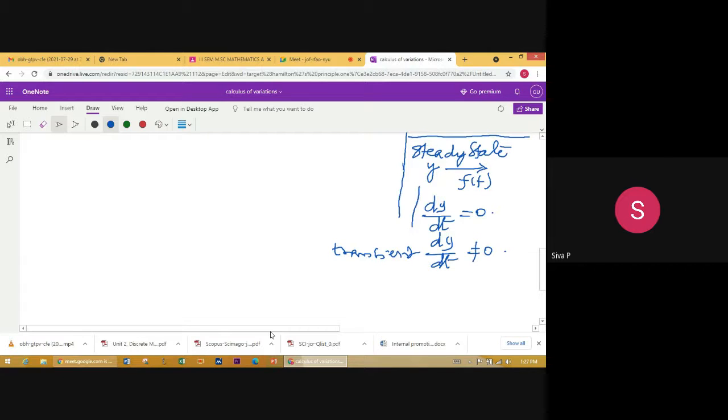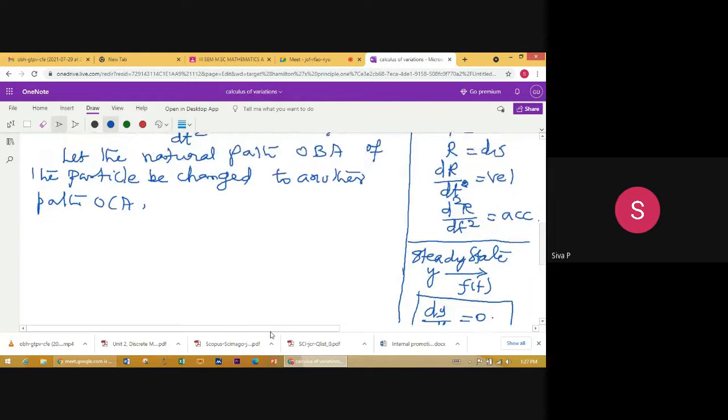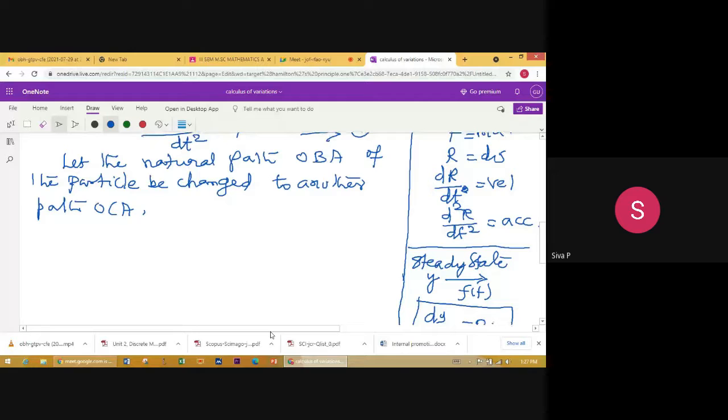Transient states. Those who are doing a PhD or project work in PDE, ODE or fluid dynamics, this is a very important point: what is called a steady state, and what is called a transient or unsteady state. The problem is fully based on this. Even the analysis you have to write is based on steady state and unsteady state. It's much more important.